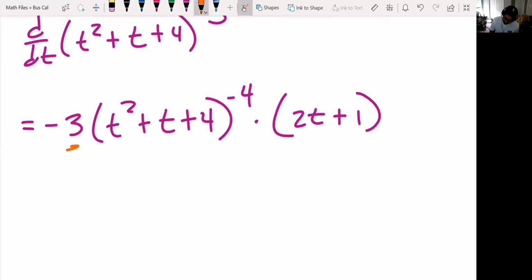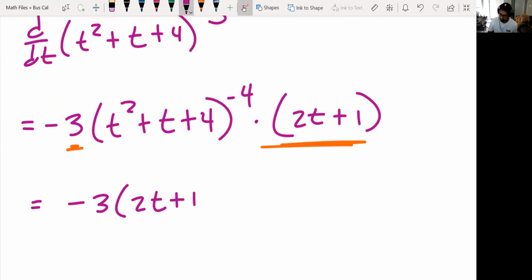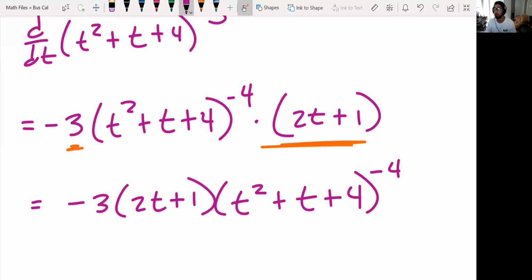Oops. Outside times outside. And you get -3 times (2t plus 1). I'm not distributing the 3 yet because on the last ones, it was only a 1 term. Now we have 2 terms. So we're going to leave that together like that. So -3 times (2t plus 1) times (t squared plus t plus 4) to the -4.